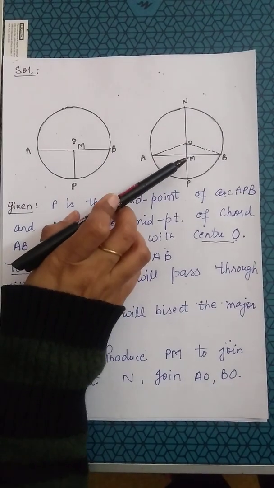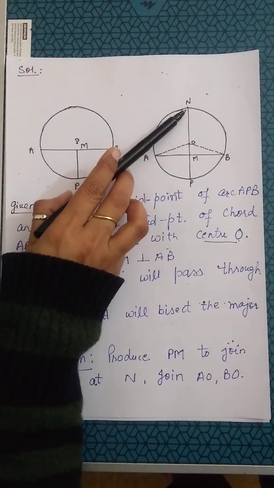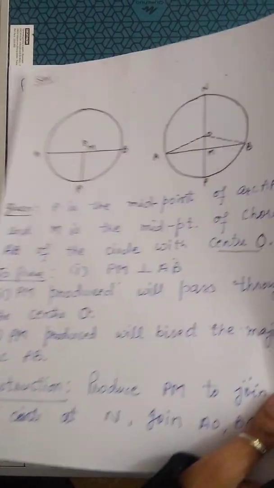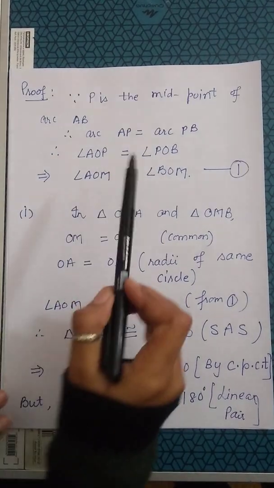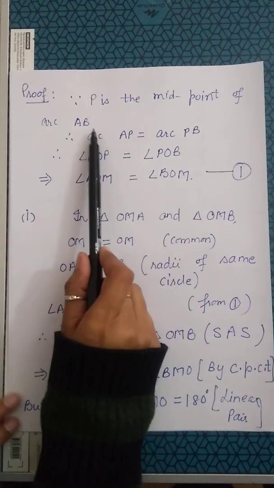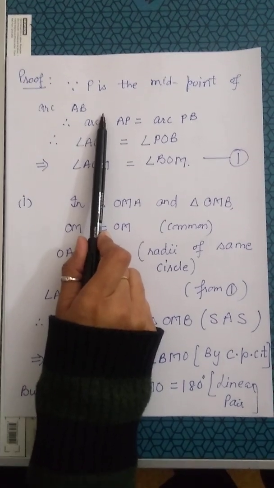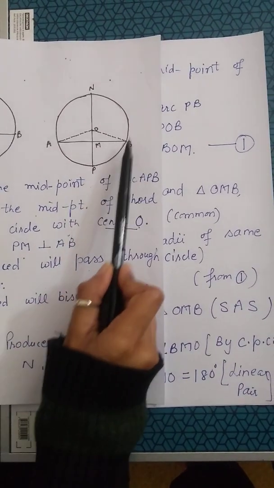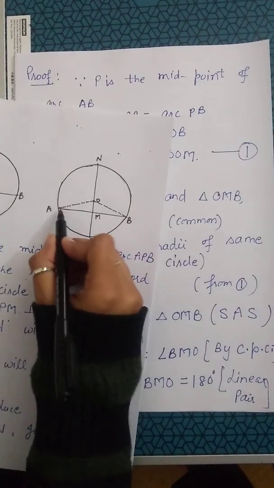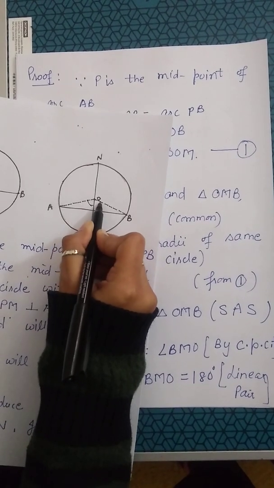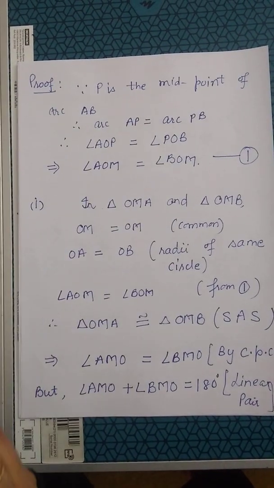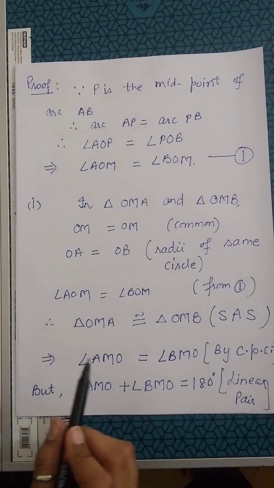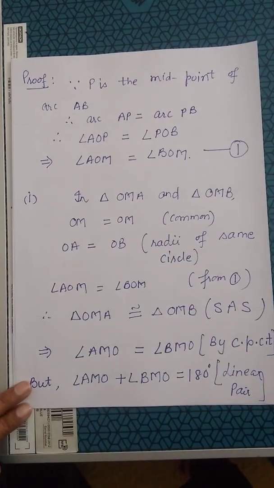I will produce PM to join the circle at point N, and then we will be joining AO and OB in order to prove the first part. Because P is the midpoint of arc AB, we can say arc AP is equal to arc PB, and therefore angle AOP will be equal to angle POB, and hence angle AOM will be equal to angle BOM. Name it as equation number 1.